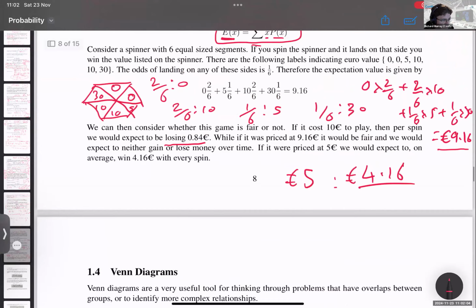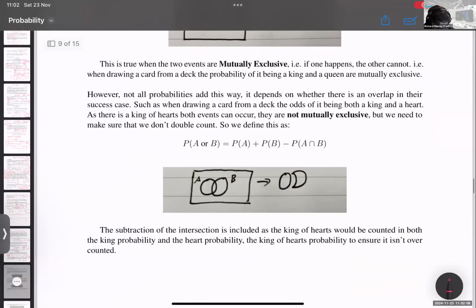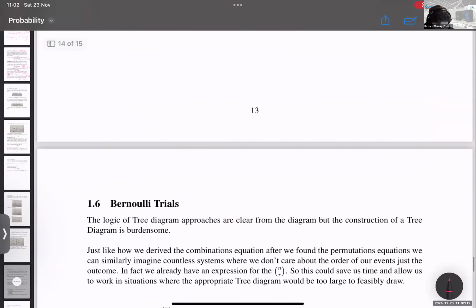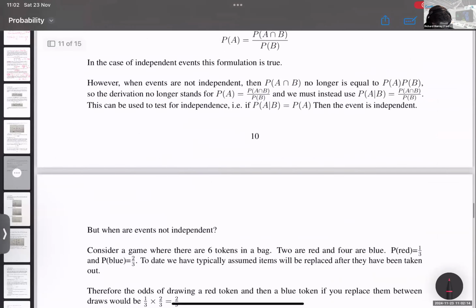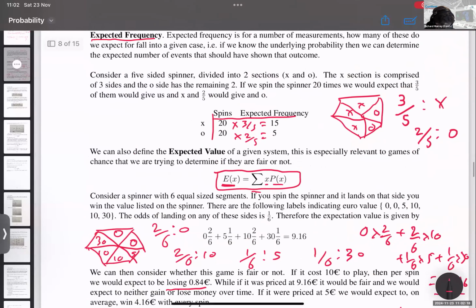and then I'll start into Venn diagrams, which help us to consider mutually exclusive events. And we will continue on through tree diagrams and Bernoulli trials before we go to exam questions. And again, these are just to provide us a brief summary.